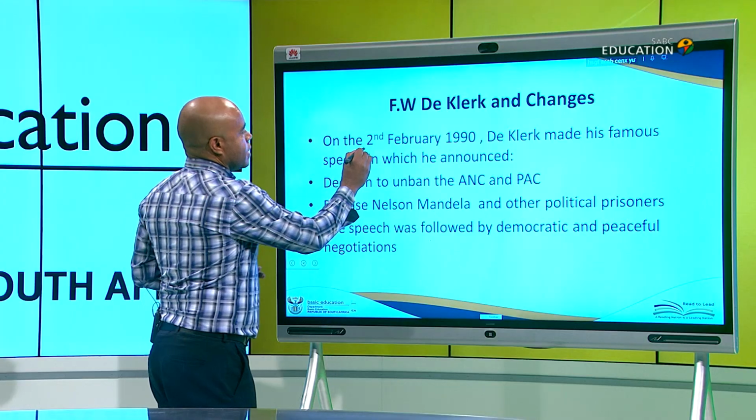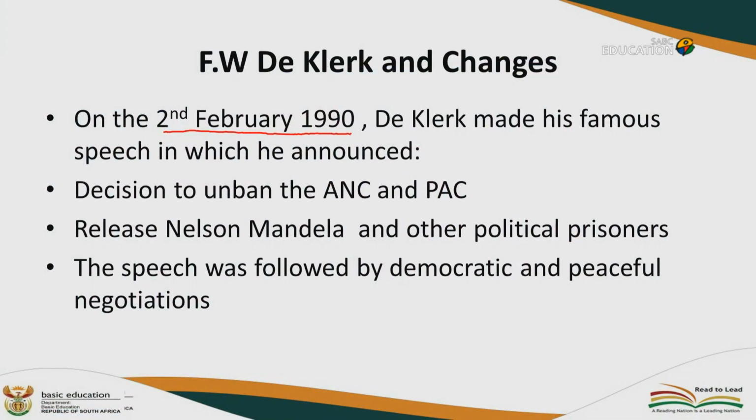So on the 2nd of February 1990, de Klerk made his famous speech in which he announced the following. Please take note. He said they will unban the ANC and PAC, meaning they will unban all political organizations. Then they will also release Nelson Mandela and other political prisoners. It's imperative to understand that this happened on the 2nd of February and it was classified as his famous speech.